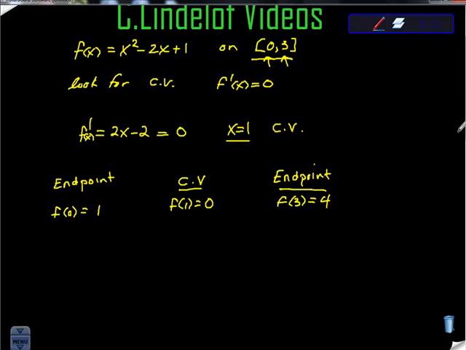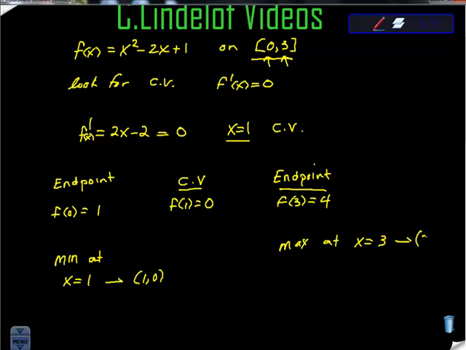Now all we have to do is evaluate this and say, where are the lowest numbers? So our minimum, where does our minimum height occur? We have a min at x is equal to 1, and that gives us the point (1, 0). We have a max at x equals 3, which gives us the point (3, 4). And the other value is neither, right? This endpoint is neither. It's not a max nor a min.